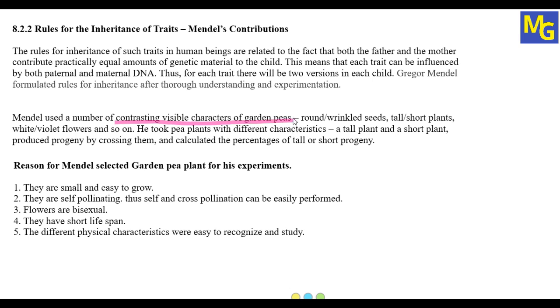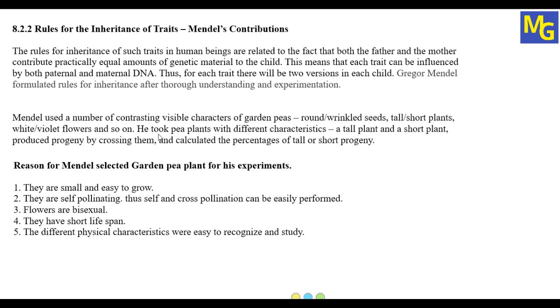So Mendel used a plant called the garden pea plant for his experiment, and in that garden pea plant he used characters like wrinkled and round seeds, meaning the shape of the seed. He used tall and short plants, meaning the height of the plants. Also he used the color of the flowers, that is white and violet. So these are the visible characters which he used in his experiment.